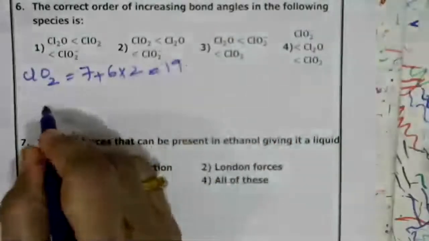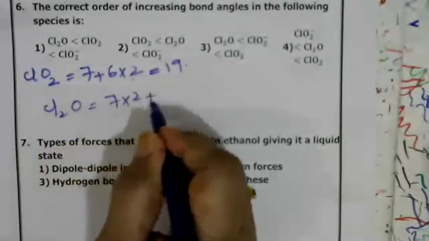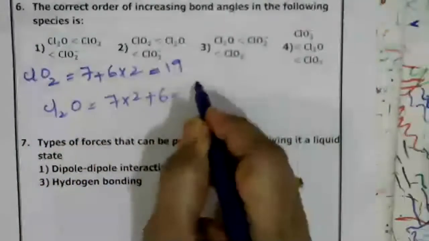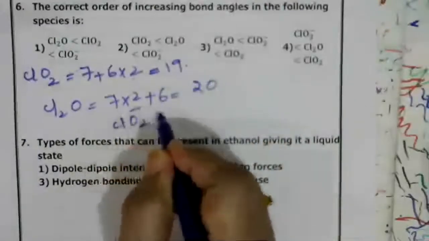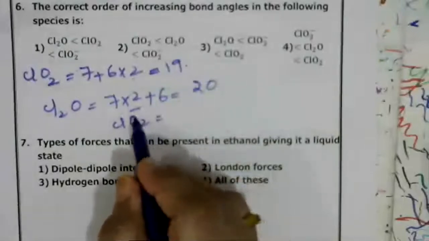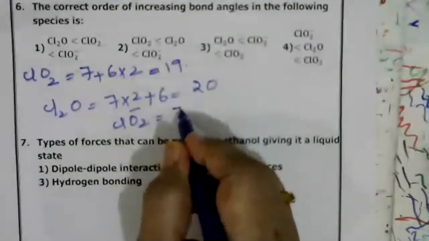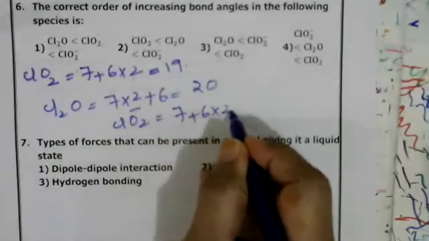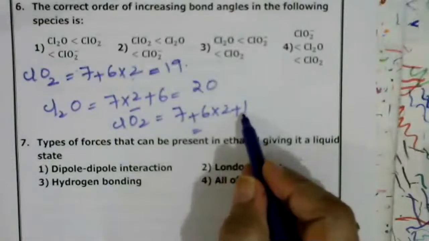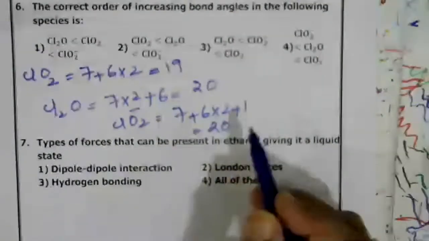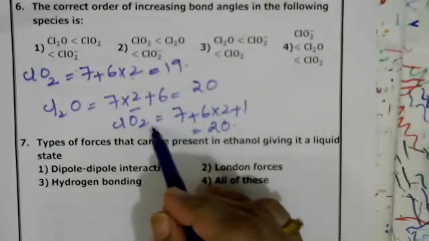19. Whereas if I go for Cl2O, it will be equal to what? 7 into 2 plus 6, which is equal to 20. Whereas for ClO2 minus, the minus is nothing but the gain of an electron. Therefore, 7 plus 6 into 2 plus 1. So 7 plus 1 will be 8, 8 plus 12 will again be 20. But remember here it is ClO2 minus.